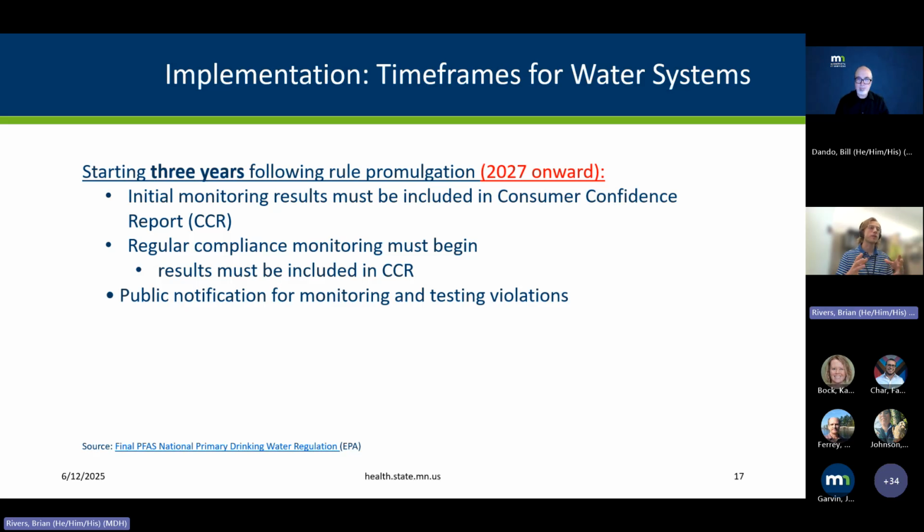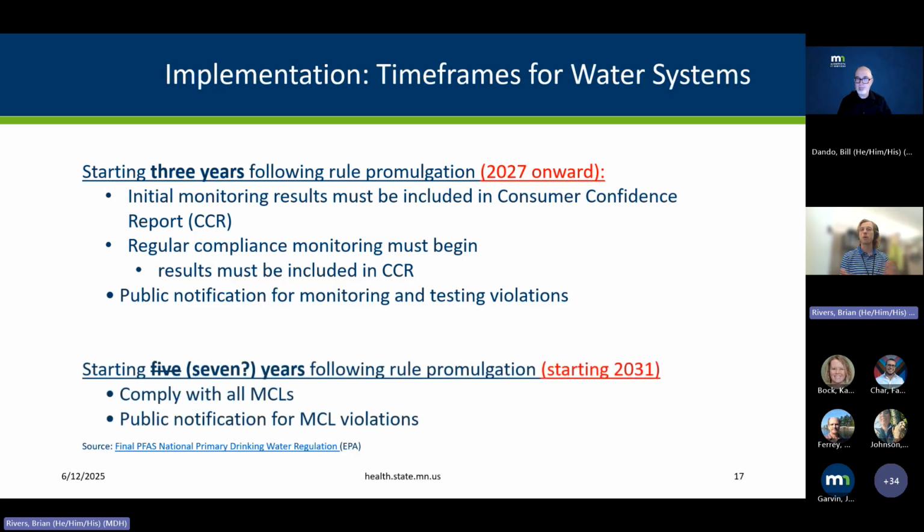So depending on the results of initial monitoring, that will set your schedule at 2027 going into perpetuity. So really meaning that from 2027 onward, all systems will monitor pretty much at all times. It's at some frequency for PFAS, right? And that just depends on what your previous results say about PFAS in your system. And then finally, public notification for monitoring and testing violations becomes obligatory at this point as well.